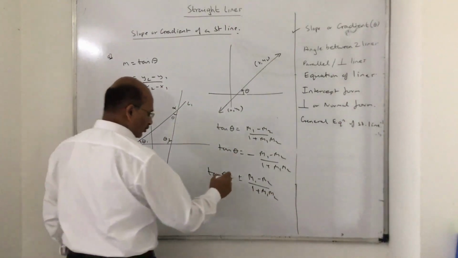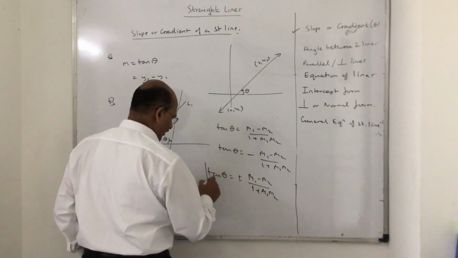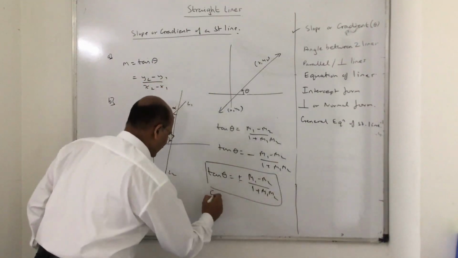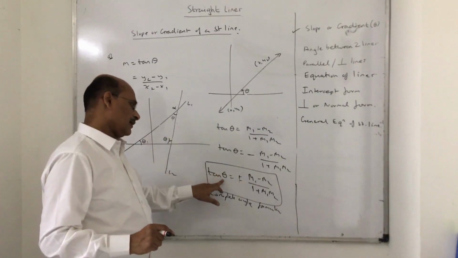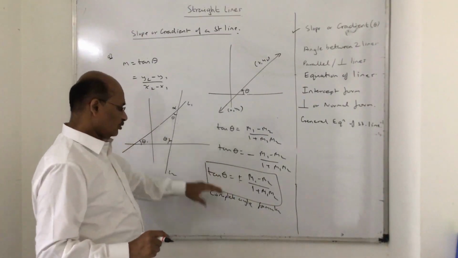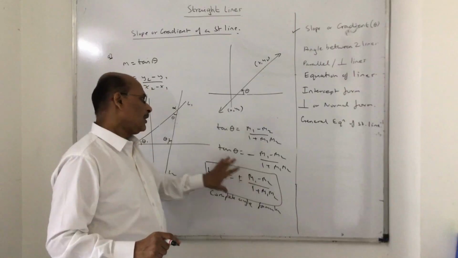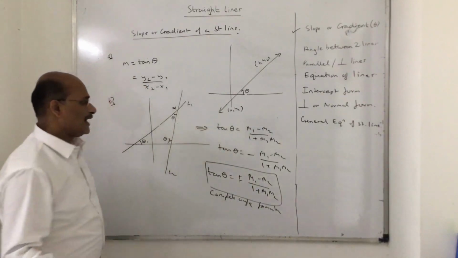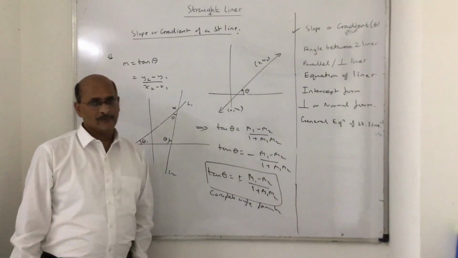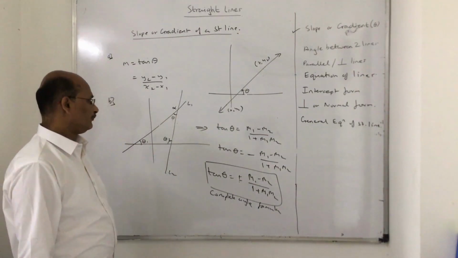When you use this formula completely, call it the complete angle formula. I mean to say, not this angle they are mentioning. I'll just take one example and explain it to you. But mostly we use the formula tan theta, that is m1 minus m2 upon 1 plus m1 m2.